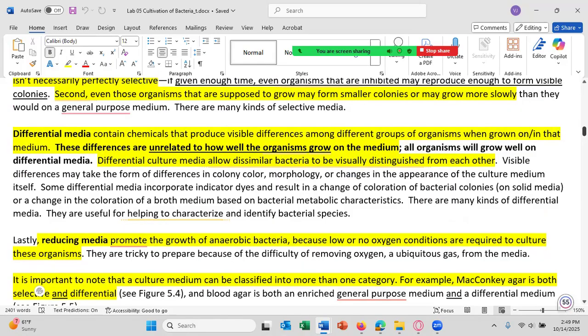And then there's differential media. These are media that contain chemicals that produce visible differences among different groups of organisms when they're grown on that same media. These differences are unrelated to how well the organism can grow on the media. It's just that the colonies will appear different. Usually, the differences are visually distinguished from each other. And lastly, there's reducing media. This is media to promote the growth of anaerobic bacteria because they require low or no oxygen conditions in order to culture the organisms.